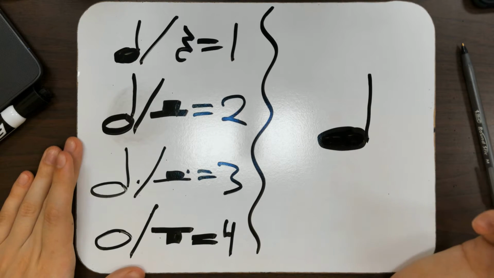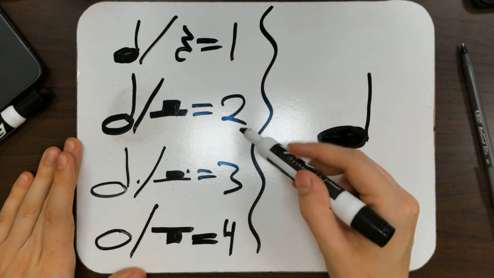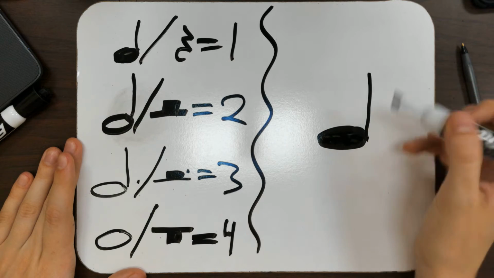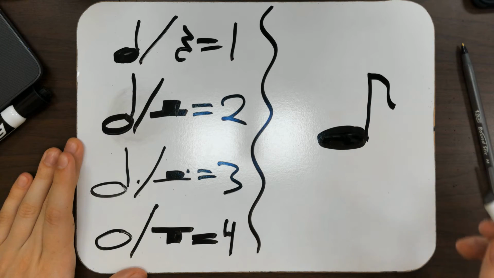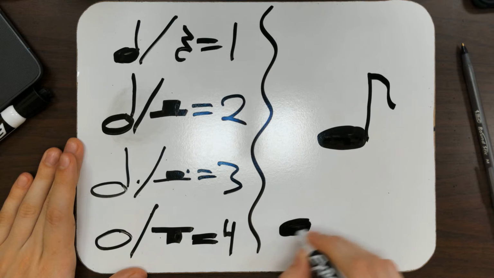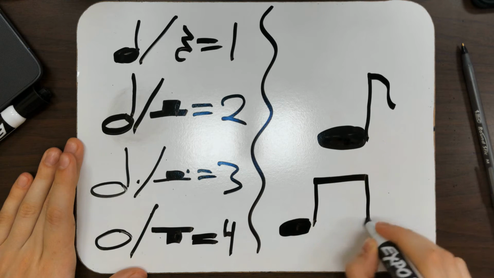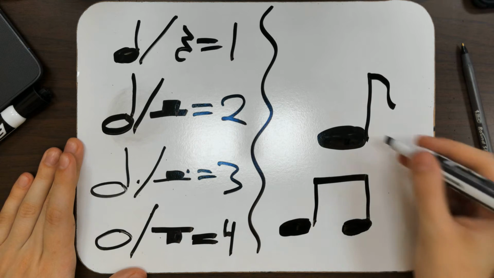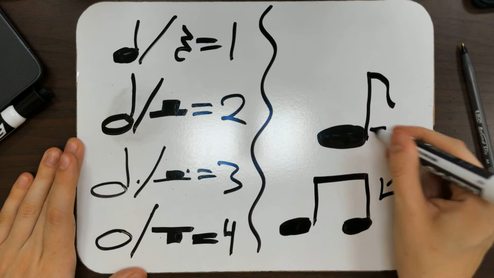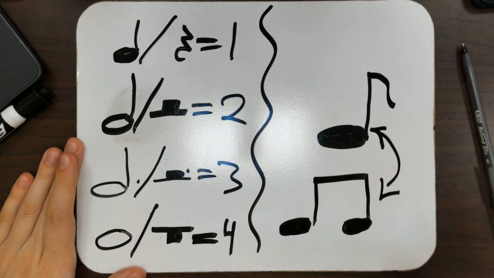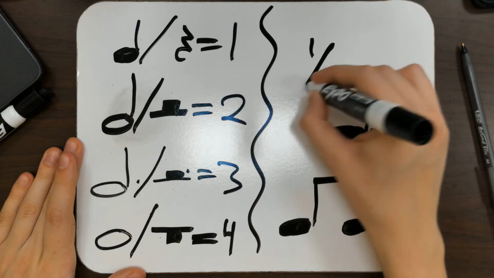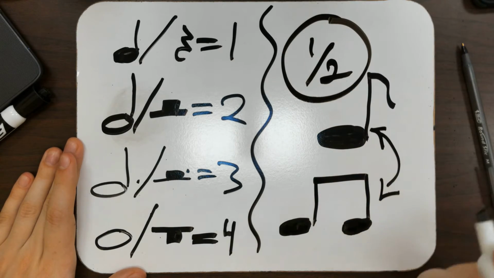Now, if I want to make this worth even less, go from 4 to 2 to 1 to half of that, I need to add a flag. Or, if I have 2 of them together, I will beam them together. These notes are worth the same amount. They are both worth a half of a beat.